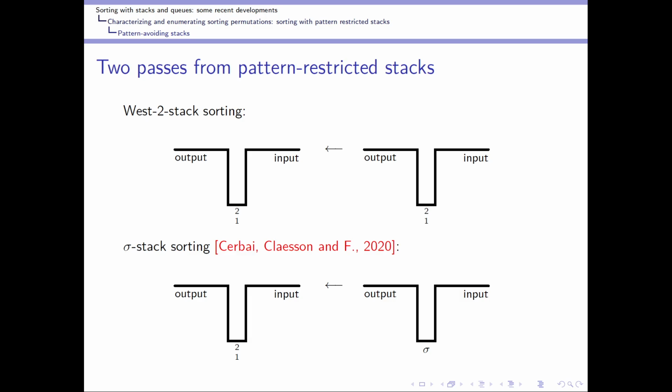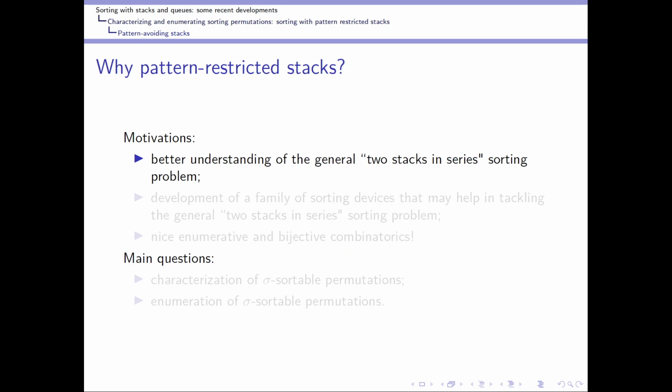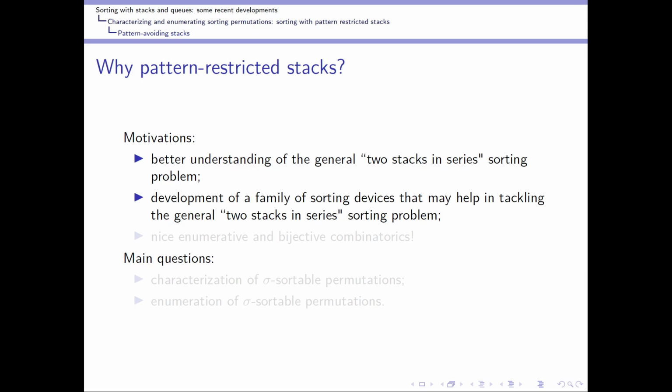My motivation for considering these sigma machines comes from an attempt to gain a better understanding of the general two stacks in series problem, as usual. Also, it could be the case that this sorting algorithm may help in finding some sorting algorithm for the general case. For instance, it would be nice to have some kind of result saying that a permutation is sortable by two stacks in series if and only if it is sortable by some sigma machine for sigma belonging to a certain set of patterns. This is probably rather hopeless, but it may be worth a try at least.